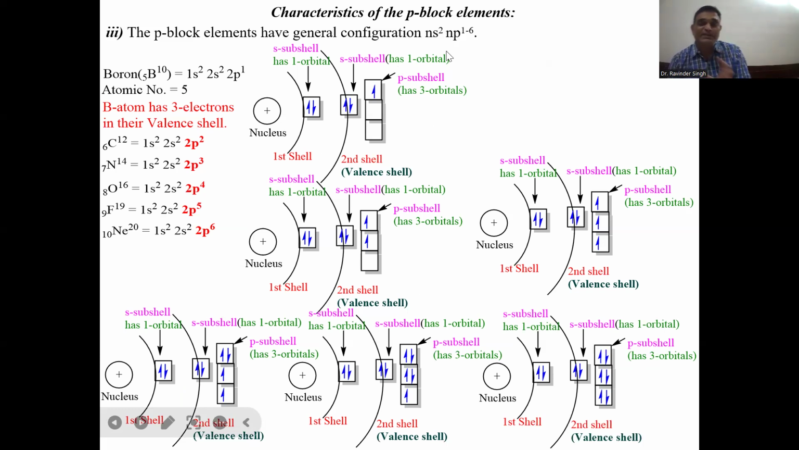With some exceptions, in some cases, the ns electron can jump into the outer p orbital. That is another way for the expansion of their valency. But in general, the configuration of p block elements is ns2, 2 electrons in the s, and in the p subshell, the electrons range from 1 to 6. So the general electron configuration of the p block element is ns2 np1 to 6. That is about the general electron configuration.